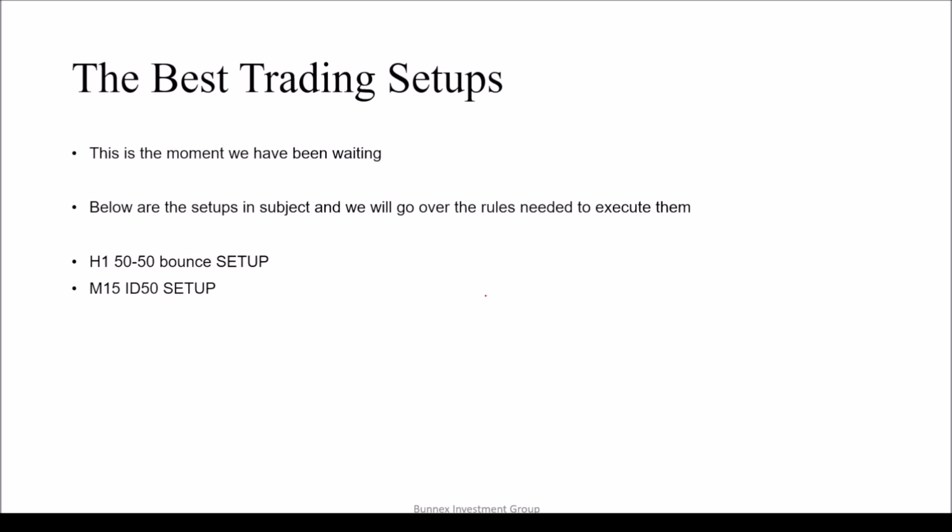All right, so this is the moment we have been waiting for. Below are the setups in subject, and we'll go over the rules needed to execute them. The first one is the H1 50-50 bounce setup, and the second one is the M15 ID50 setup. These are the setups that will actually allow you to trade with the trend. I'm sure we've all heard about trade with the trend or make the trend your friend so that you won't get trapped. In these particular setups, you will actually be trading with the trend.